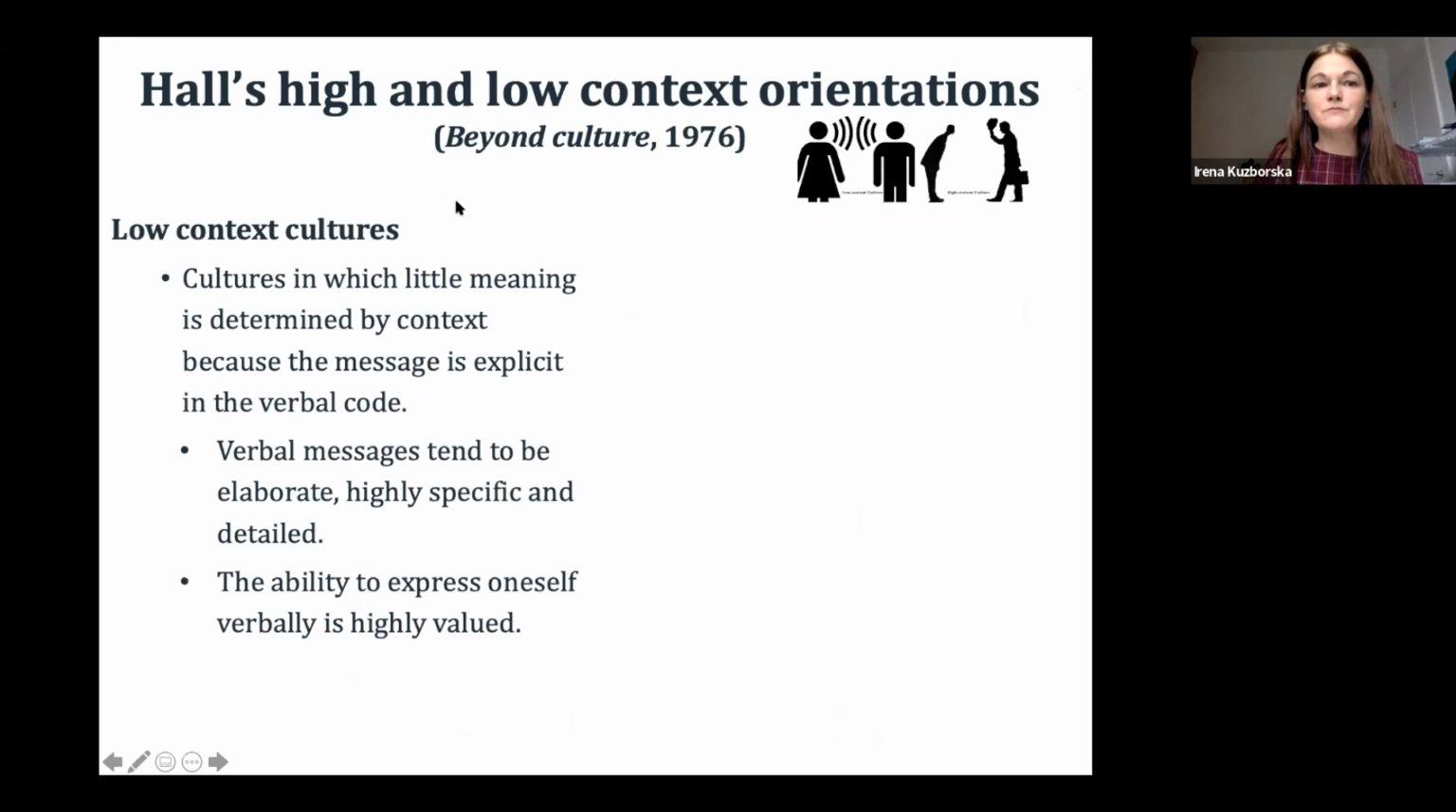So Hall says that in low context cultures, people look to language for information, because in these cultures little meaning is determined by context. Everything is actually communicated by the language. People look to verbal codes to understand what's going on in the context. So verbal messages tend to be very elaborate, highly specific and detailed. And of course, those people who can express themselves verbally are really valued in that society, because it's a very important skill to have.